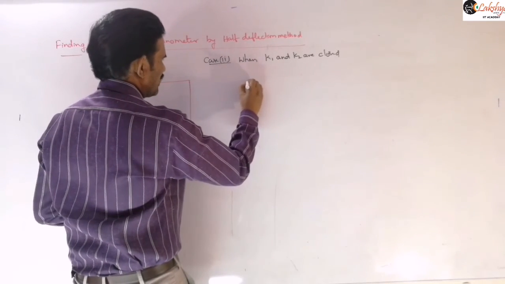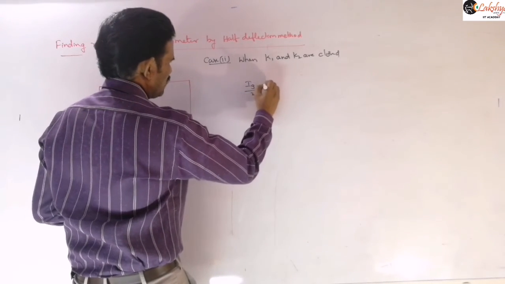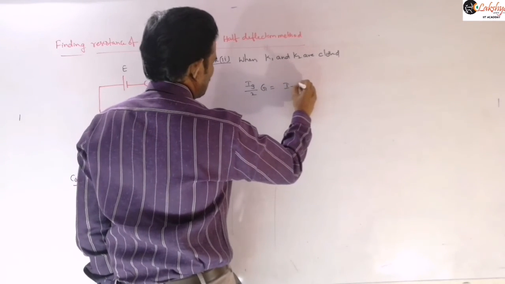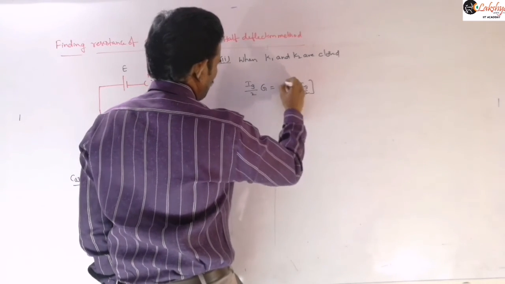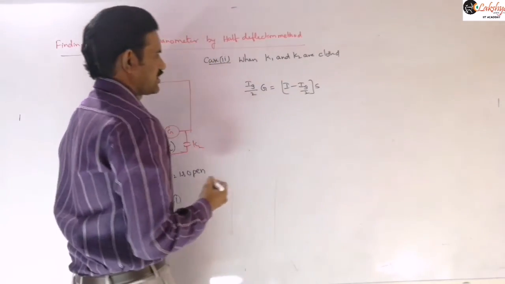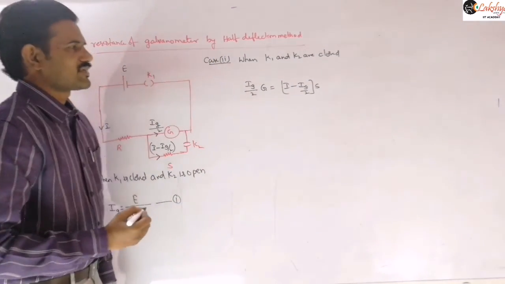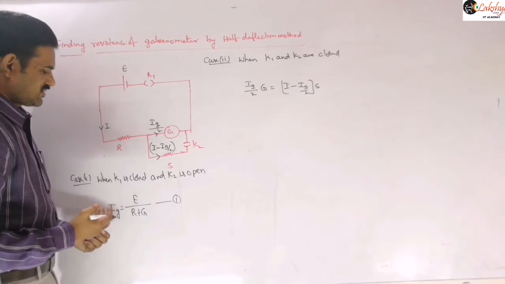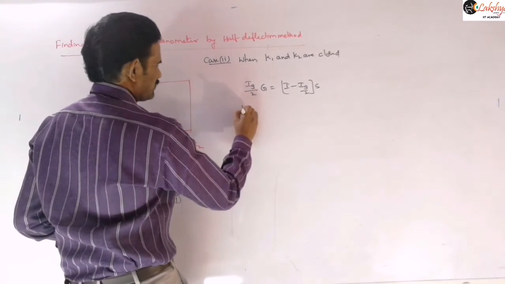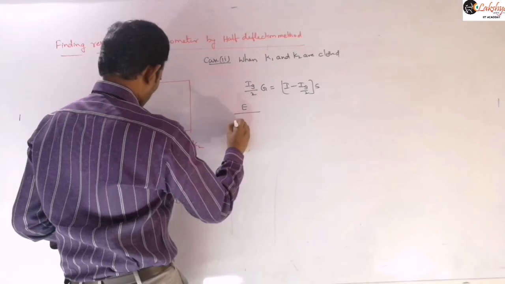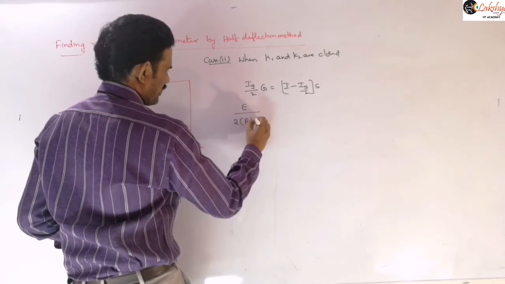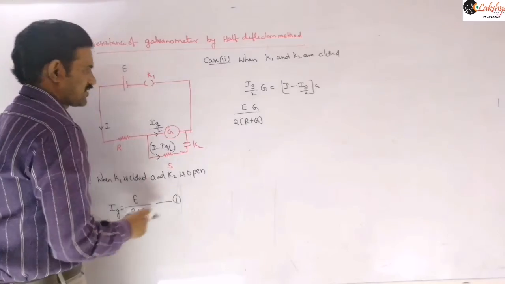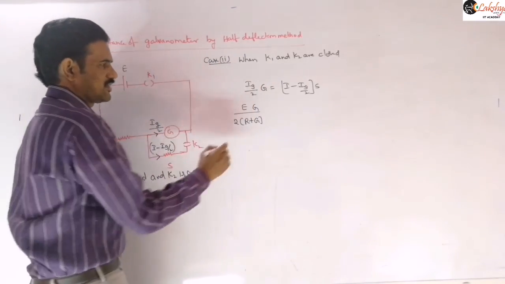Therefore, what we can write is Ig by 2 into G is equal to I minus Ig by 2 into S. Now let us substitute the I value and the Ig value, and you will get a simple expression for G. Ig I am substituting from this: E divided by R plus G, that means Ig is only this value. The G by 2 is there, which I am writing here.